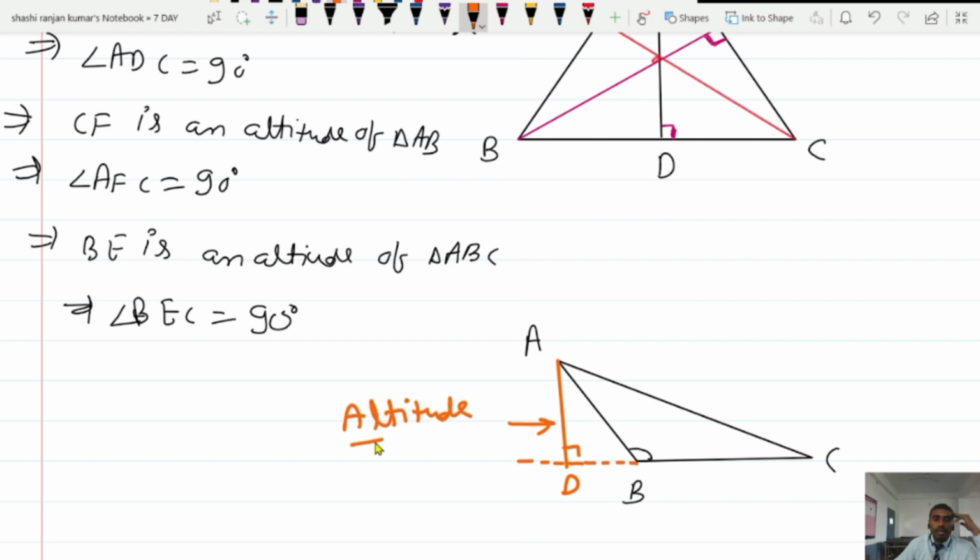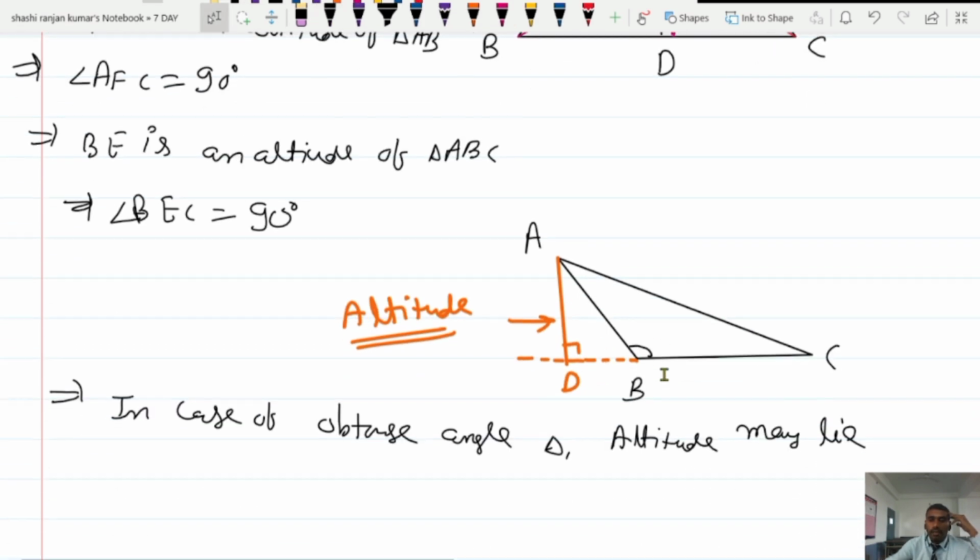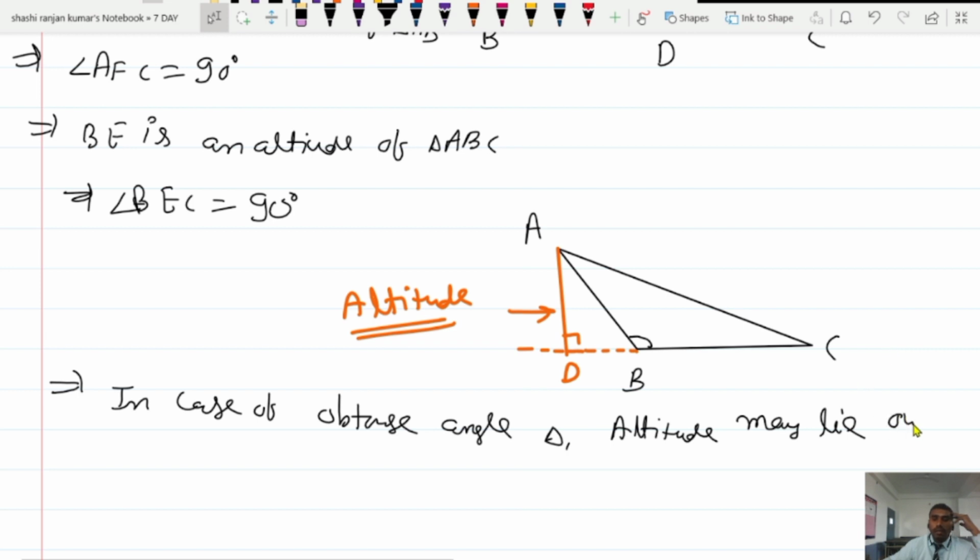So what we can write here is, in case of an obtuse angle triangle, the altitude may lie outside the triangle. Okay, up to here. Any questions?